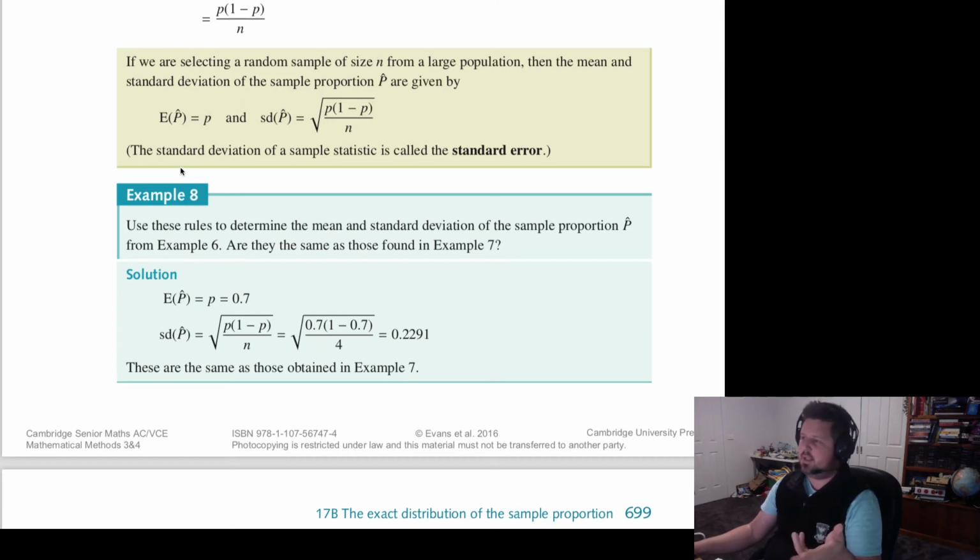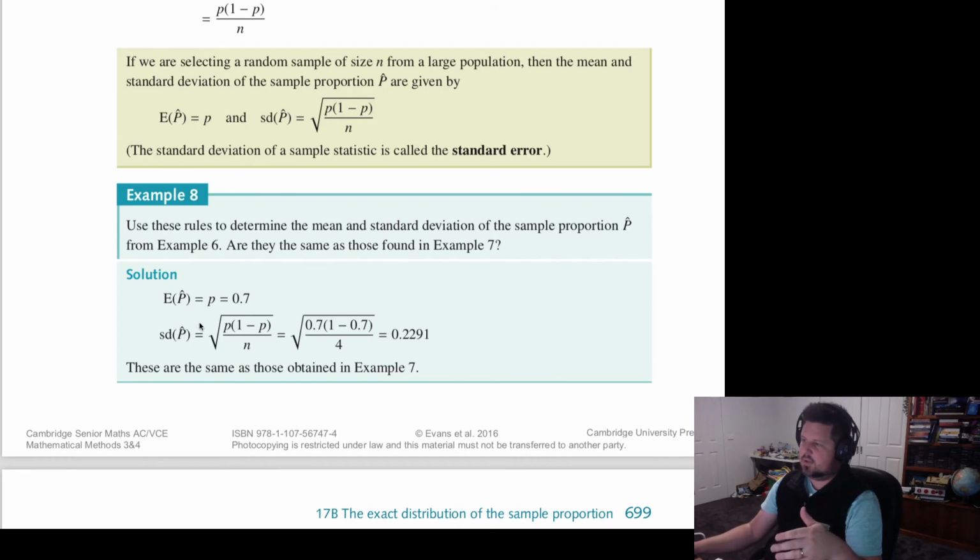It says here the standard deviation of a sample statistic is called a standard error. Example number 8 says use the rules we just had above to determine the mean and the standard deviation of the sample proportion big P hat from example number 6, and are they the same as those found from example number 7. The expected value of big P hat is just equal to P, which we said at the start was 0.7, and from the previous example we worked it out as 0.7. That checks out.